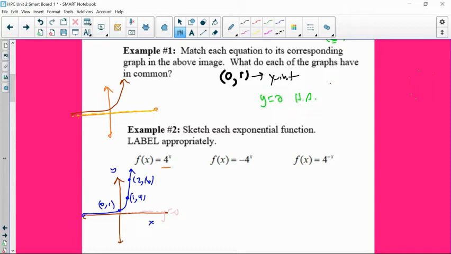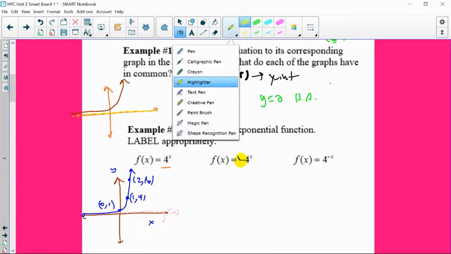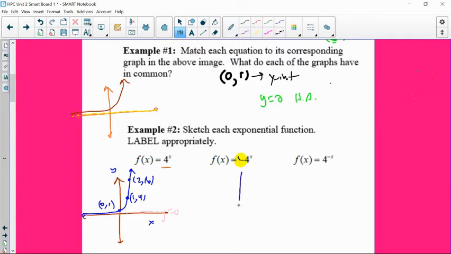Okay. Now, the next one says negative f of x. Because that negative is outside the function, we know that all of our y values are switching places. So that's going to be a reflection over the x-axis, over the line y equals 0. If you can imagine what that might look like, I'll go ahead and draw our parent function. 4 to the x would have been something that looked like this. So now reflect that over the x-axis, make it all negative.